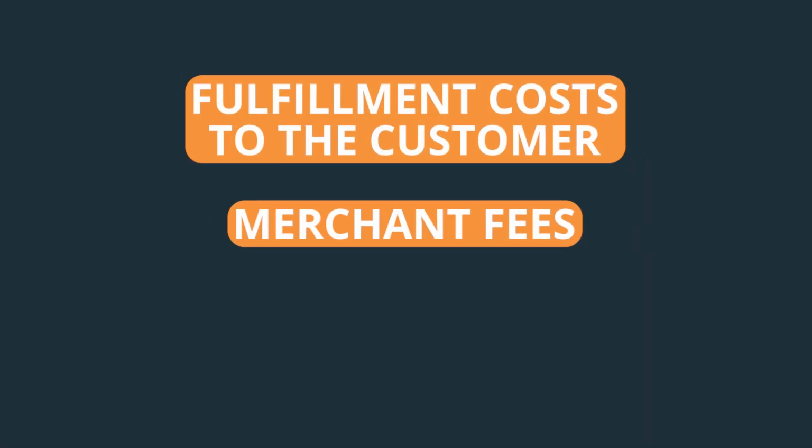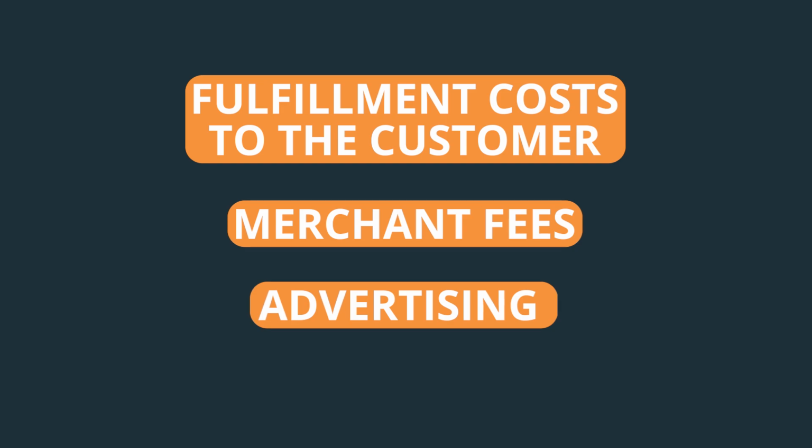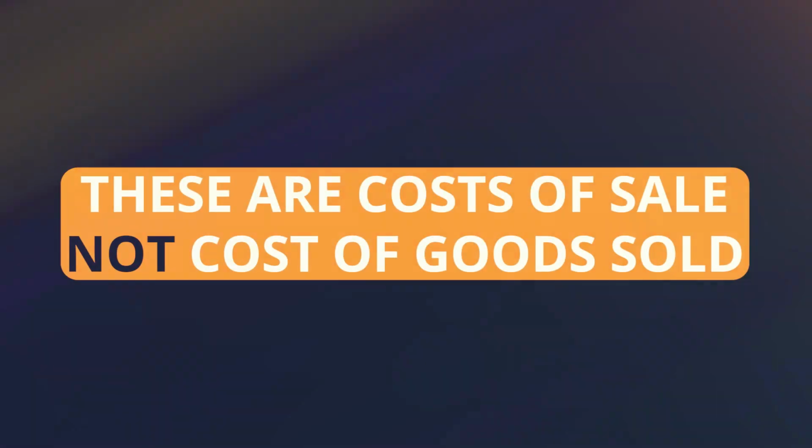A lot of sellers get cost of goods sold wrong. Let's talk about what it is. Cost of goods sold is the cost of producing your product and getting it to your warehouse. I often see sellers wanting to include their fulfillment costs to the customer, merchant fees, even advertising as part of their cost of goods sold. This is wrong. Don't do this. These are the cost of sale, not the cost of goods sold. For more details, watch my video COGS Explained for e-commerce sellers.